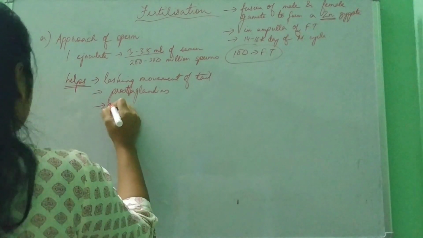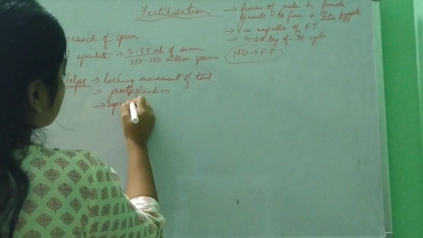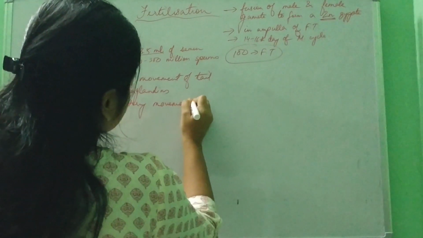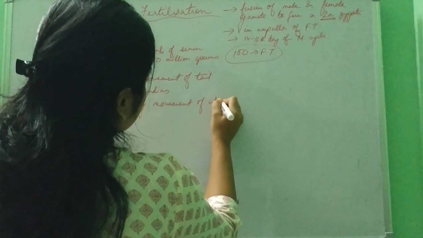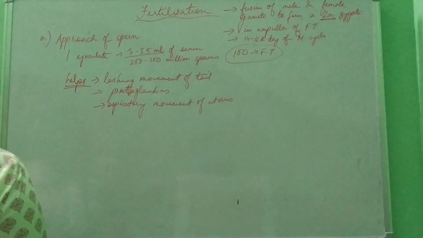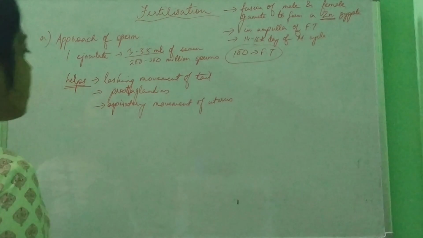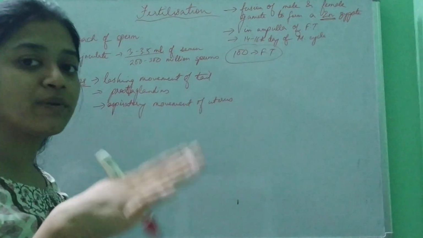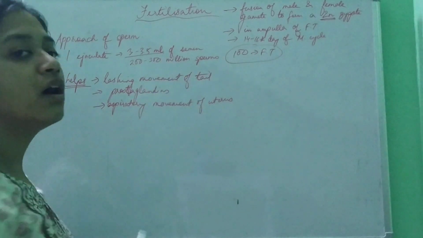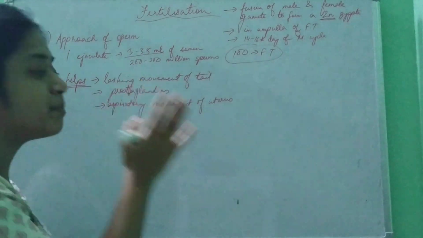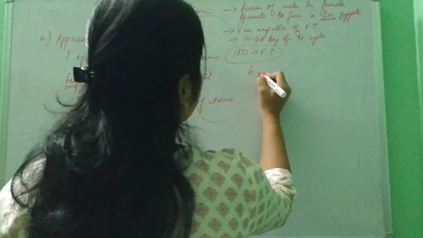Then the aspiratory movement of the uterus. The aspiratory movement of the uterus will help the sperm to move from the vagina upwards. Now these three are what help the sperms. There will also be barriers. Now we'll see what the barriers are.